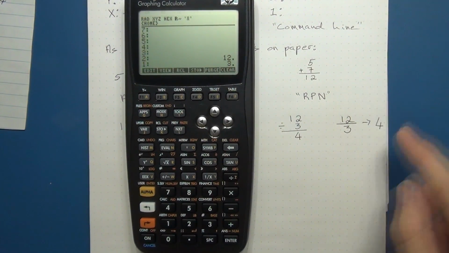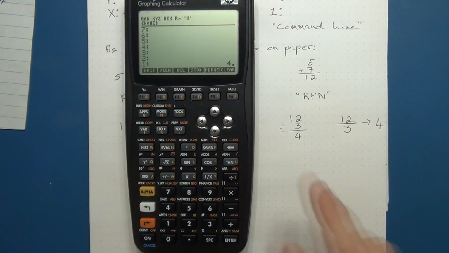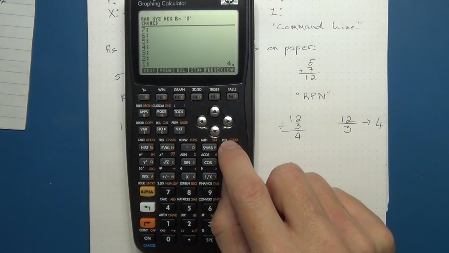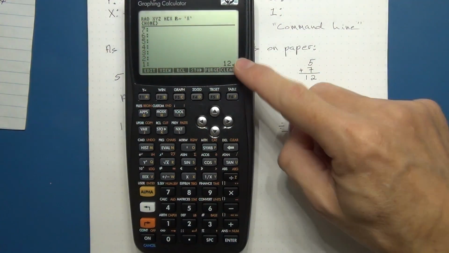So we've got 12 over 3. We want to divide those 2. We now do divide. Bang, we get our answer as being 4. So that's the one way of doing it. Now let me put 12 back on the stack as we had it.